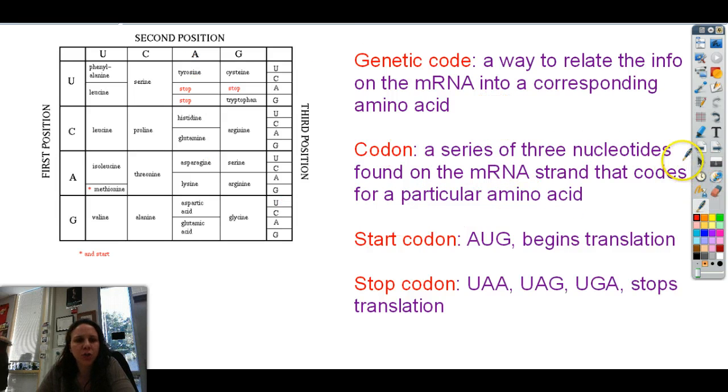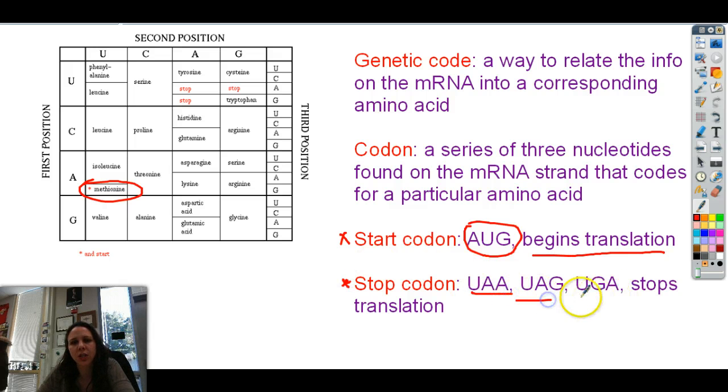Now there's a couple special codons. We have a start codon, which is only AUG. And that's because that's where translation always begins. And it's right here, by the way. And then we have stop codons. We have three of them: UAA, UAG, and UGA. And what they do is they stop translation, because if you notice, there's no amino acid coded for. So what happens there is that tells the amino acid chain, you're done, get off, and move on.